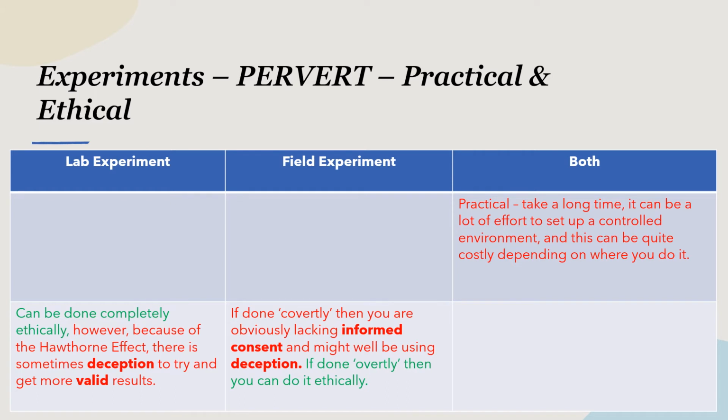Now, if it's done overtly, so you go in and you tell people, in a school or in town, wherever you are in the real world, you're telling them that you're doing an experiment, then obviously, ethically speaking, you're fine. The problem, again, is it affects the validity. So make sure you get some notes about that stuff, and we'll go into the validity and we'll kind of connect some of those ideas together as we do.